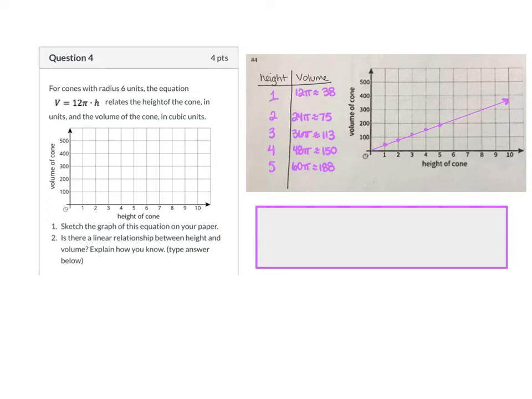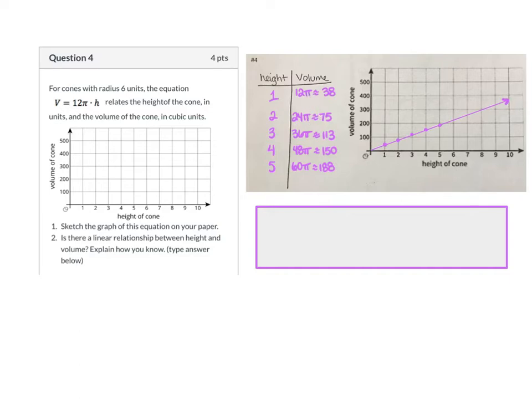Now the follow-up question says, is there a linear relationship between the height and the volume of the cone? Yes, we can clearly see that it does make a line. Now if yours did not quite make a line, say there was a little bit of squiggling in here, you can see that it is linear because it goes up at a constant rate.